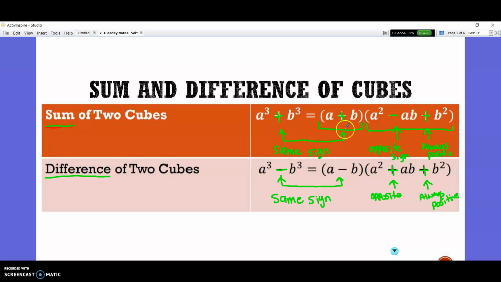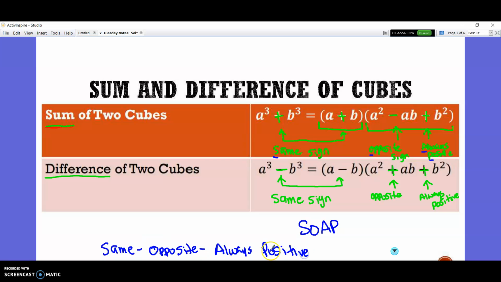Okay? So that's a quick way to remember it, because if you look at this, this spells S-O-A-P. It spells soap. So remember to use soap, and that will tell you the signs for your sum and difference of cubes, because it's same, opposite, and always positive. And it spells soap, so that's how you can remember the signs.